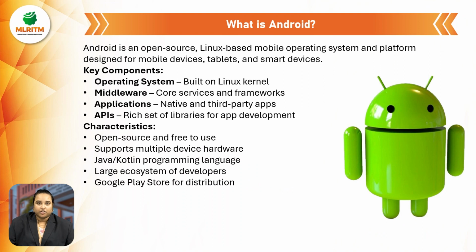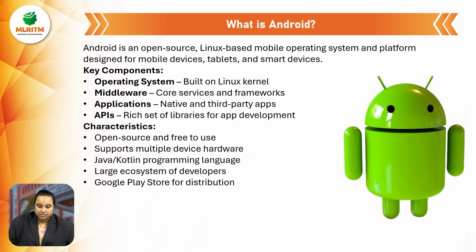So first, what is Android? Android is an open source Linux based operating system and a platform designed for mobile devices, tablets, and smart devices. The main key components of Android are the operating system, which is built on a Linux kernel, and middleware, which consists of core services and frameworks. And we have applications, native applications and third party applications which we download, and APIs, which are rich sets of libraries for app development.